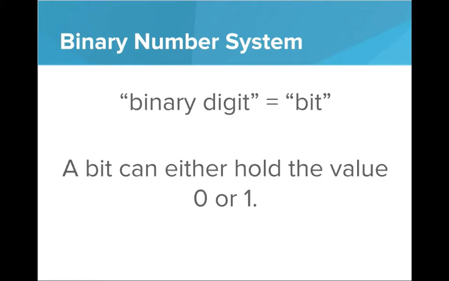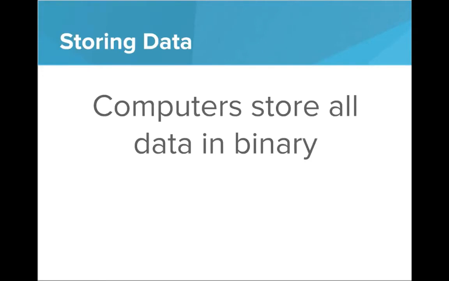Now we call a binary digit a bit. So a bit is a value that can either hold 0 or 1. Every digit in a binary number is known as a bit. Now, why is binary important to computers? Why is this relevant? Well, it turns out that at the base of everything, at the very core level, computers are storing all data in binary.